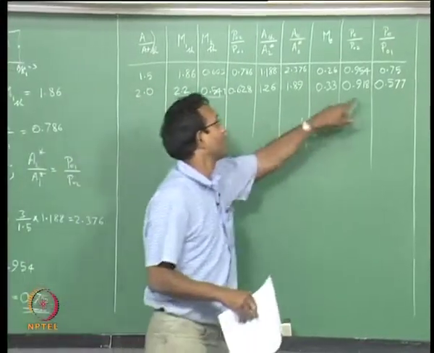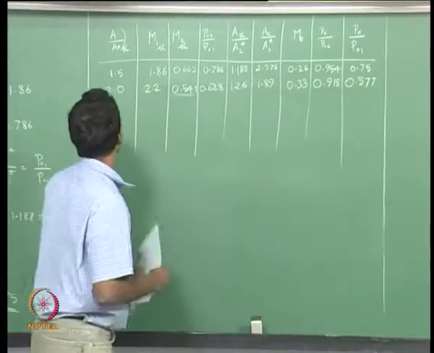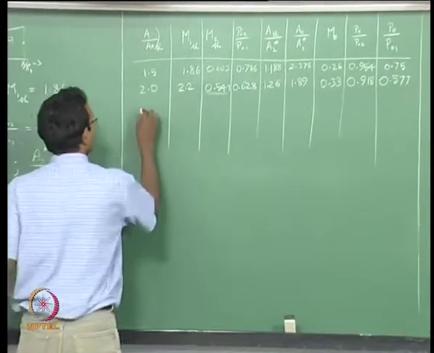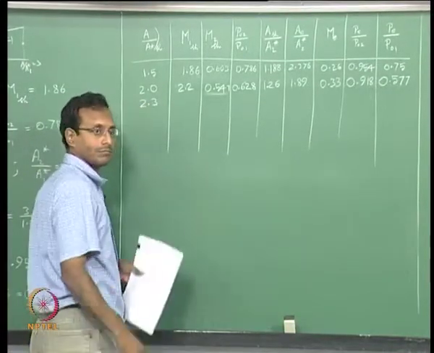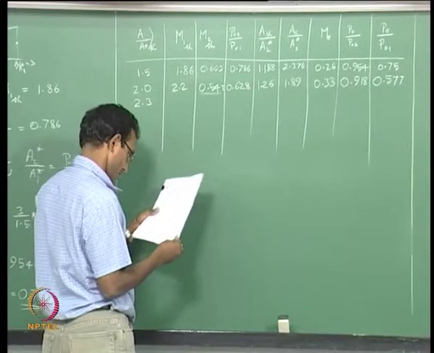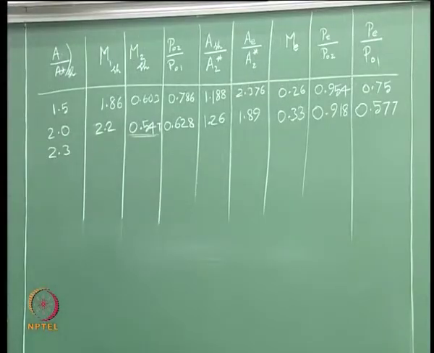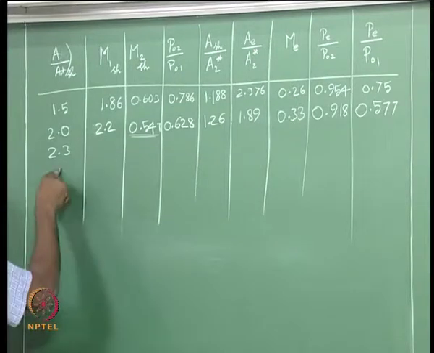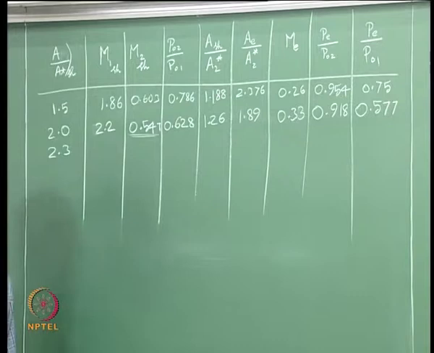When we increase area, you are finding that the exit pressure has dropped. You have to decrease it a little more. I don't know how much to decrease. Let's guess 2.3. Yeah, we'll guess 2.3 right now. So if my A by A star is 2.3, what should be my Mach number?